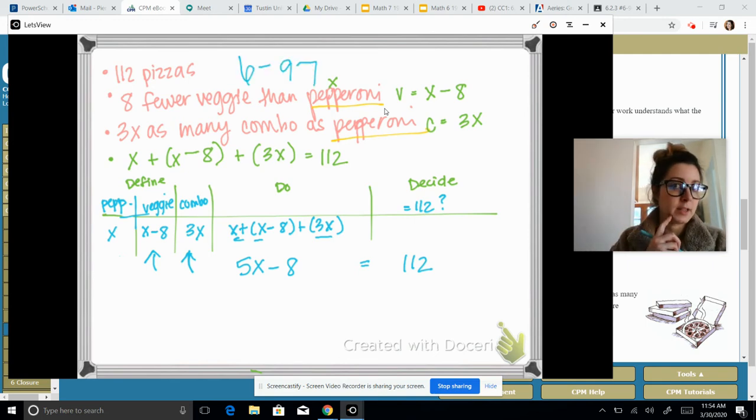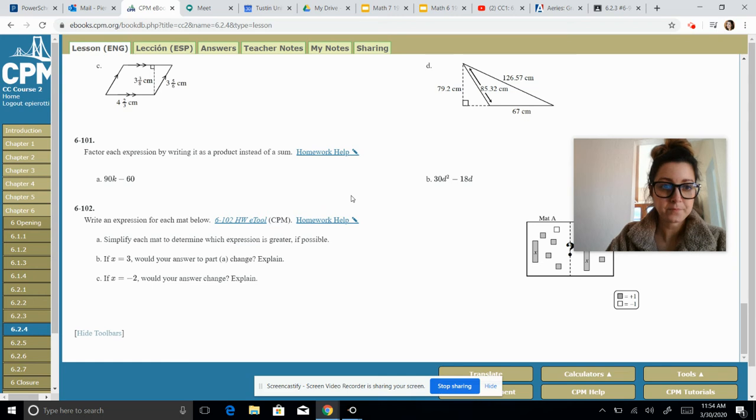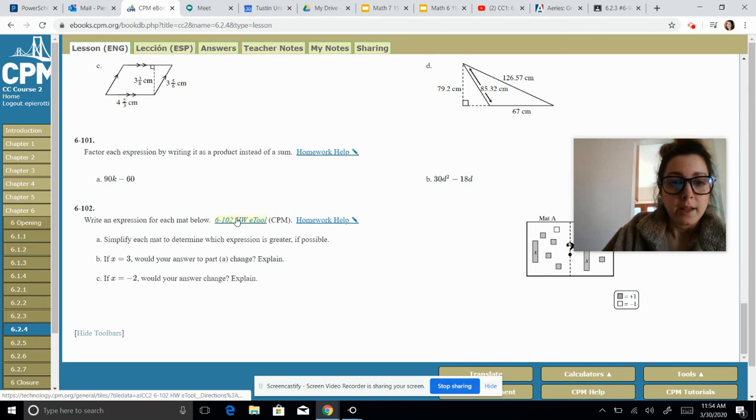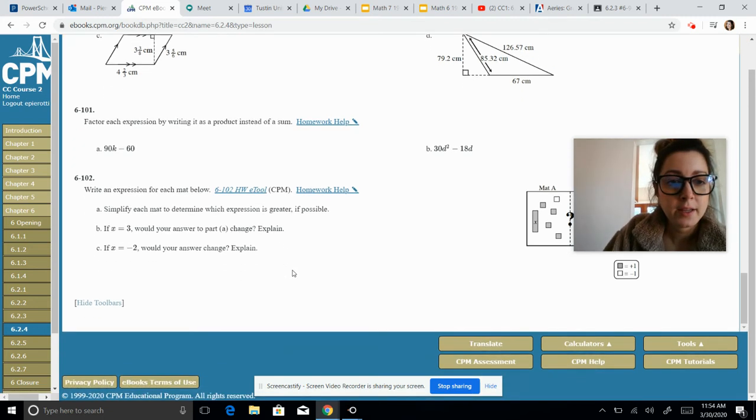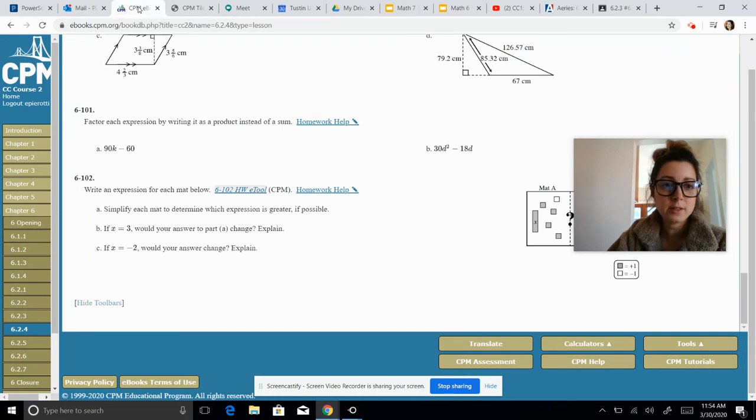6-97. Okay, so now we're going to look at 6-102, which is writing an expression for each mat below, and simplify, and then we're going to try out some different values for x. So let me pull up the E tool here. They already have it set up. Beautiful. And we want to simplify to determine which expression is greater.